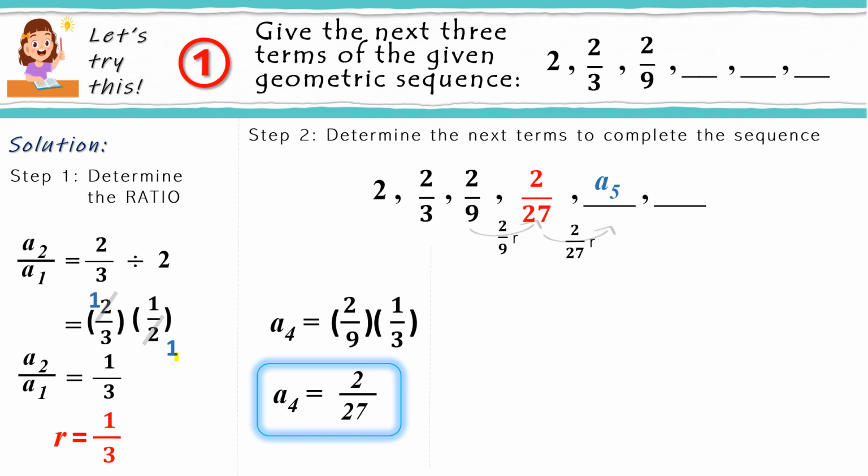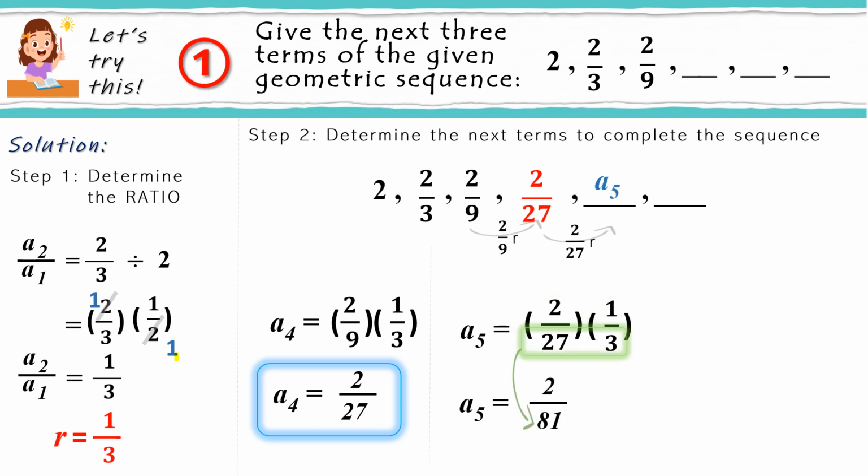And then, tuloy natin yung proseso. We will get a sub 5 by multiplying a sub 4 times the ratio, which is a sub 5 is equal to 2/27 times 1/3. So, numerator times numerator, we have 2 over the denominator times denominator, we have 27 times 3, that is 81. So, 2 and 81, wala na siyang common factor na pwedeng i-reduce pa dyan. So, ang ating a sub 5 is 2/81. So, ang ating a sub 5 sa ating sequence ay 2/81.